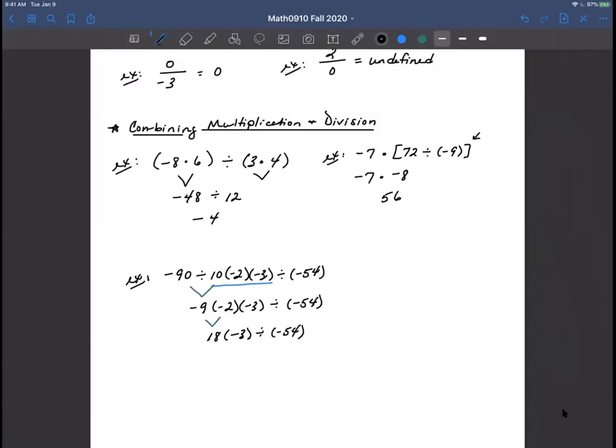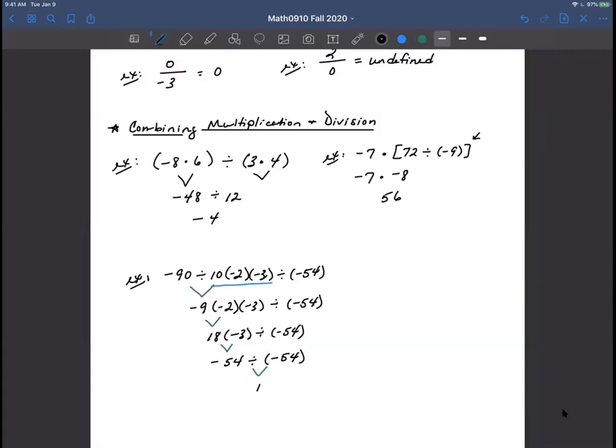All right, what's the next thing? The next thing are these two. 18 times negative 3, which is negative 54, divided by negative 54. And now I have these last two. Negative 54 divided by negative 54, we know that any number divided by itself is simply 1. And the signs are the same, so the answer is positive.